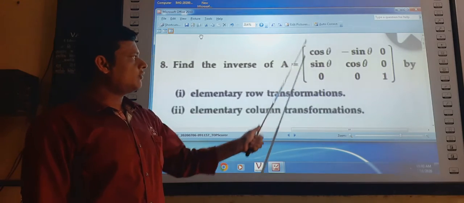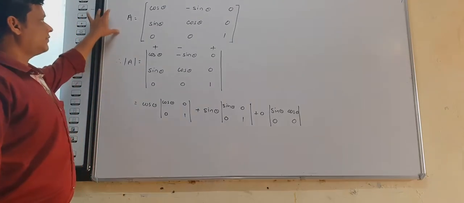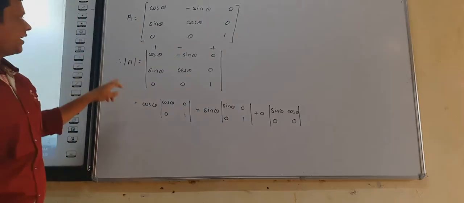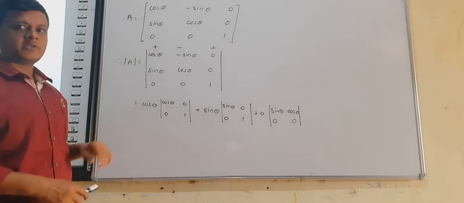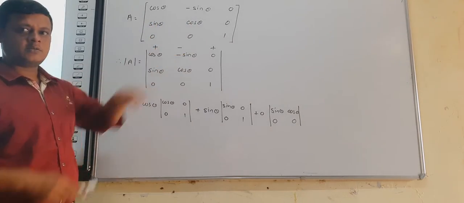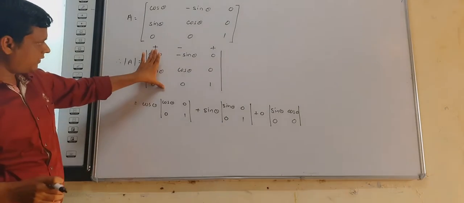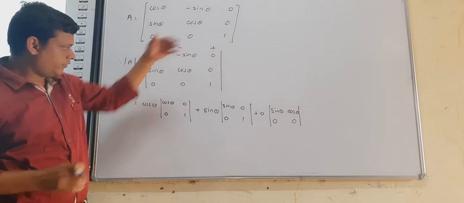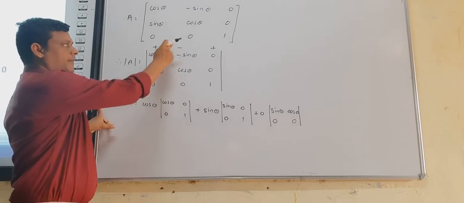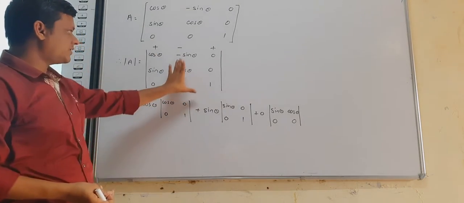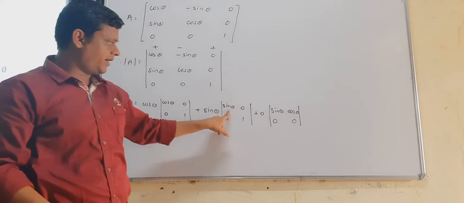So we have to find its determinant first. Now given matrix is A, we have to calculate its determinant. So we write determinant of A equals to, while calculating we use the first row, so we write plus minus plus. If cos theta we consider, then skip the first column and first row, we get the determinant of this: cos theta 0, 0, 1. For minus sin theta, we skip the second column and first row, so we write sin theta 0, 0, 1.